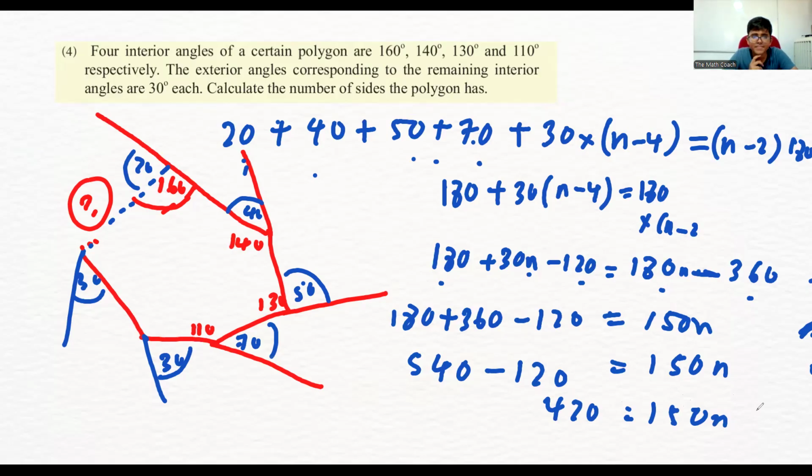Something is wrong somewhere. So where do we go wrong? So 20, 40, 50, 70. 70 plus 50 is going to be 120, 160, 180, 30 n minus 4, 180 times n minus 2. So that's the total one.